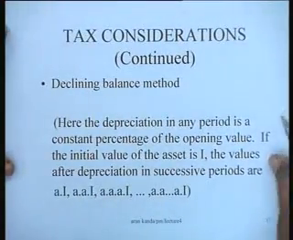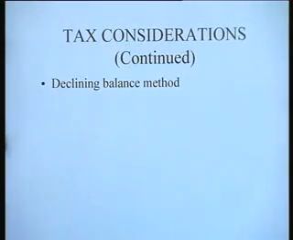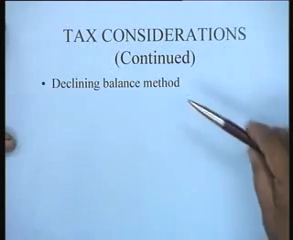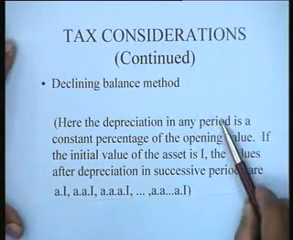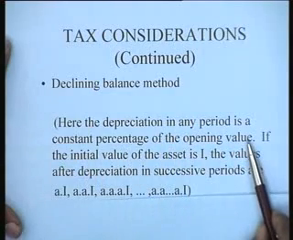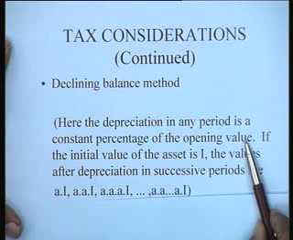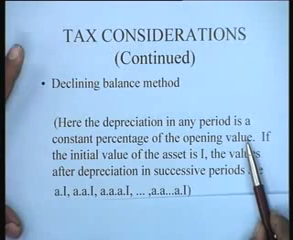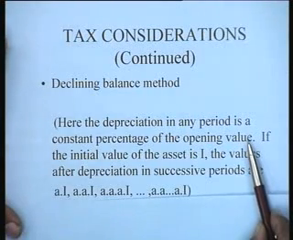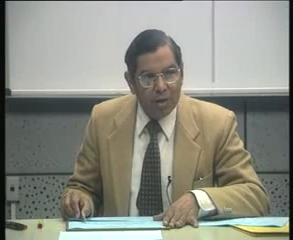The third method of depreciation which is commonly used is the declining balance method. Here the depreciation in any period is a constant percentage of the opening value of the asset. So if the asset is worth 100 rupees and I use a figure of 10%, then 10 rupees would be the depreciation in the first year. At the end of the first year the value of the asset becomes 90, and in the next year, 90 into 10%, 9 rupees would be the reduction, so that the value becomes 81, and then 8.1, and so on.